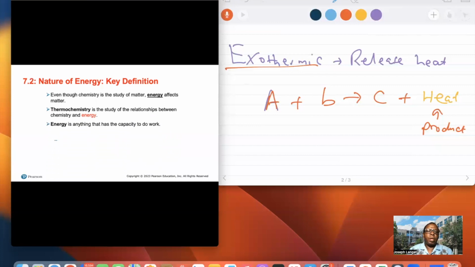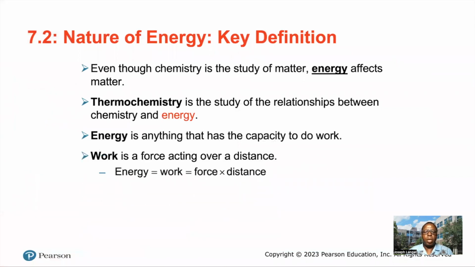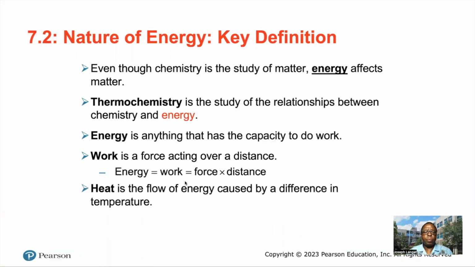We have defined this. I know you can define thermochemistry, but now energy is defined as the ability or capacity to do work. We defined this in chapter 1, but we are revisiting the term energy, which is the ability or capacity to do work. Then work is force acting over distance. Work is force times distance. Whereas heat is the flow of energy caused by a difference in temperature.